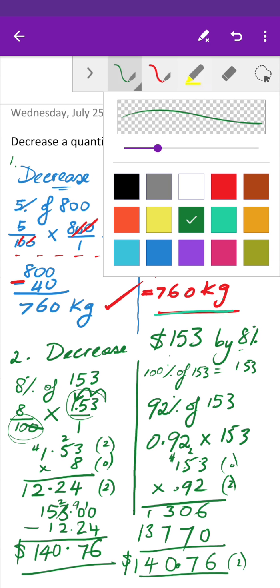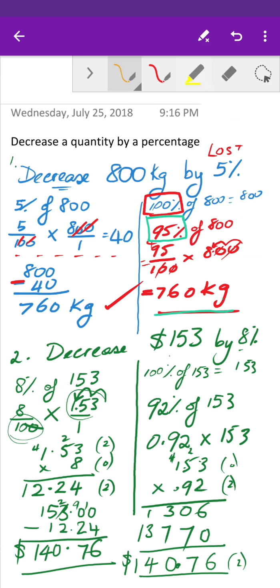I like the second way, but you can choose. So if you lose 8%, then what was 100% is now only 92% of the value. And so multiplying by 0.92 is the same as 92 divided by 100. And then you've got your result.